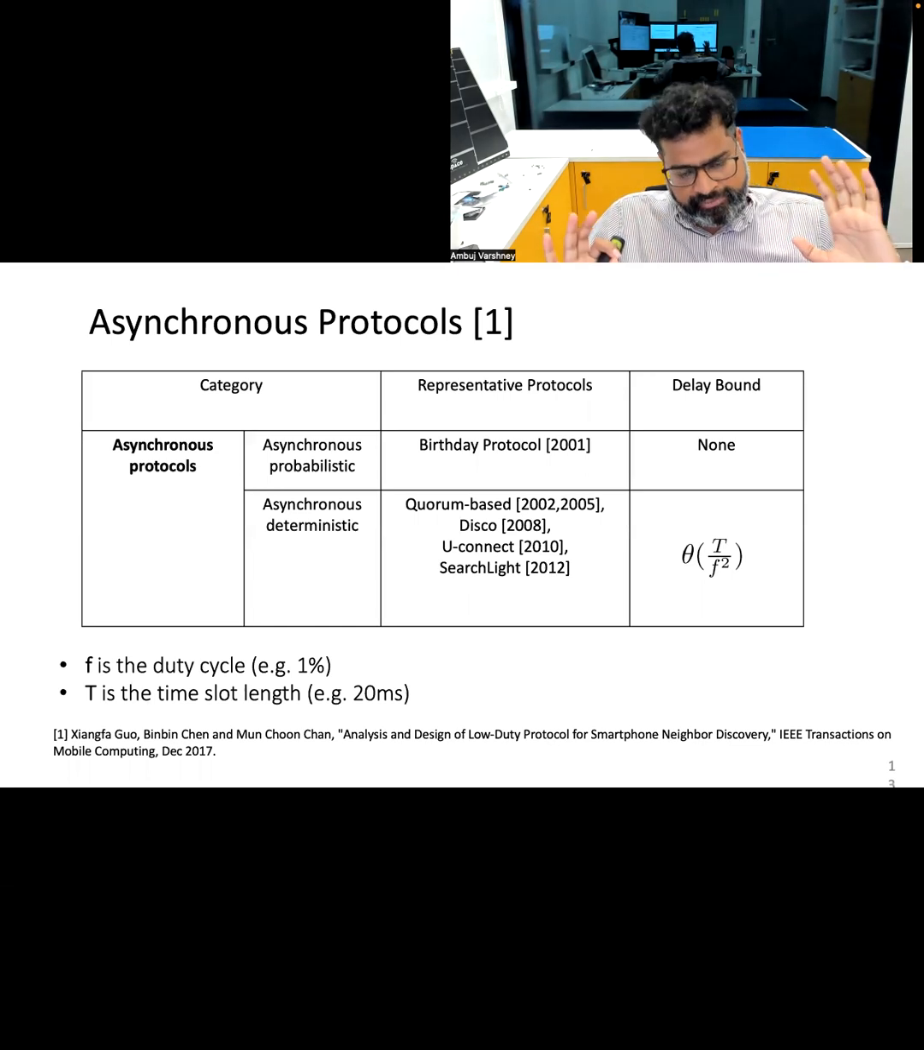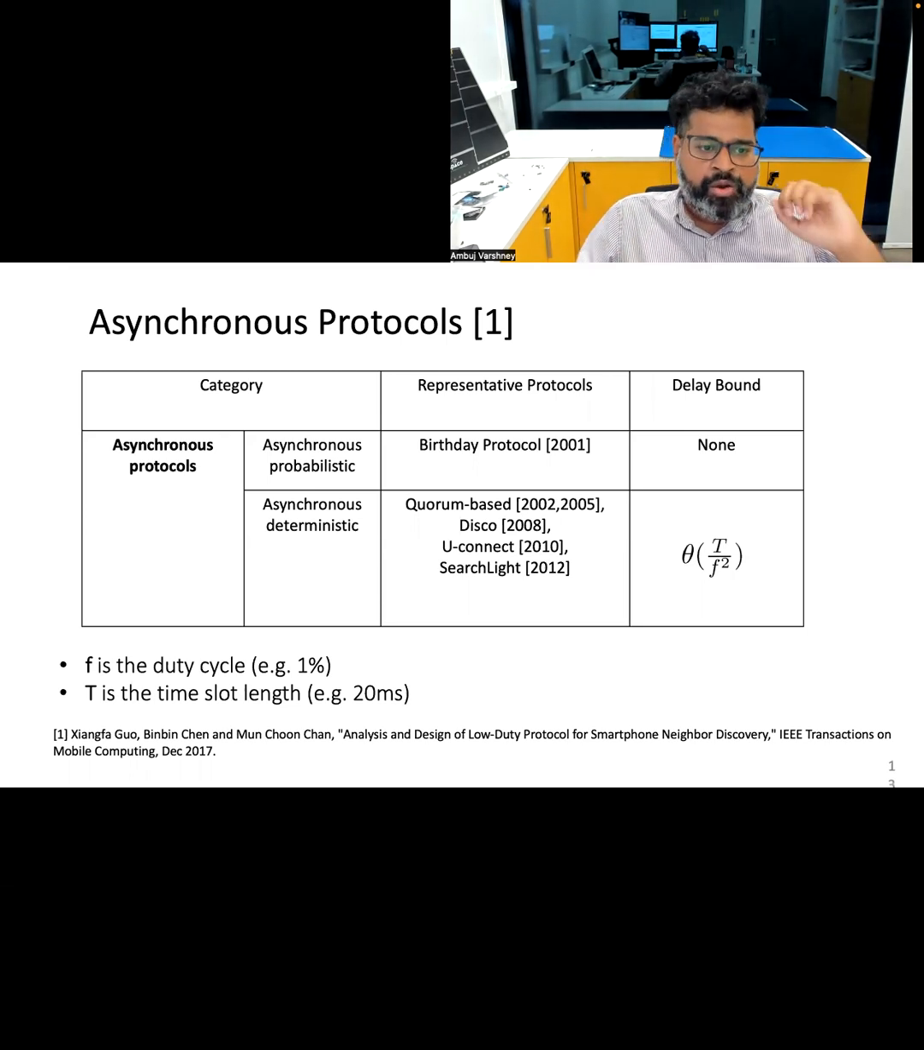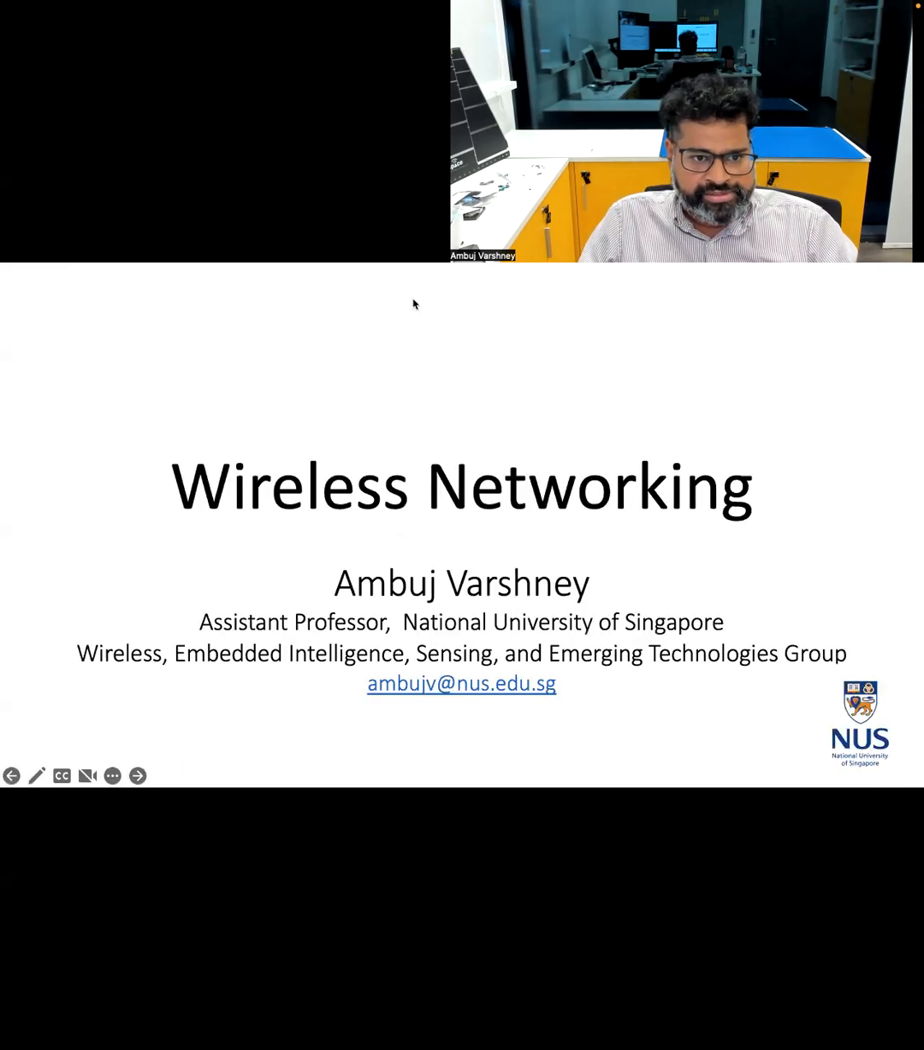Hence, we can summarize by saying that we can divide these asynchronous neighbor discovery protocols into two categories. One is probabilistic; an example is the one building on the birthday paradox. Another is deterministic; a similar protocol that we talked about was Disco, but there are also other protocols that we list on the slide. With this, we come to an end of this lecture. Thank you.